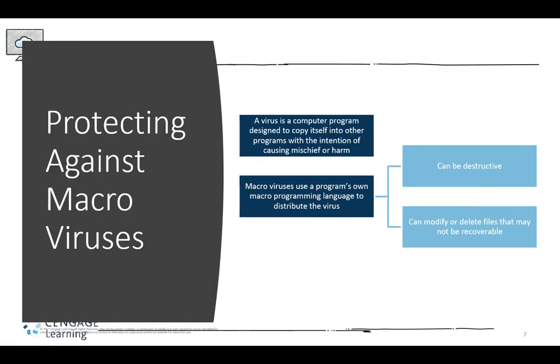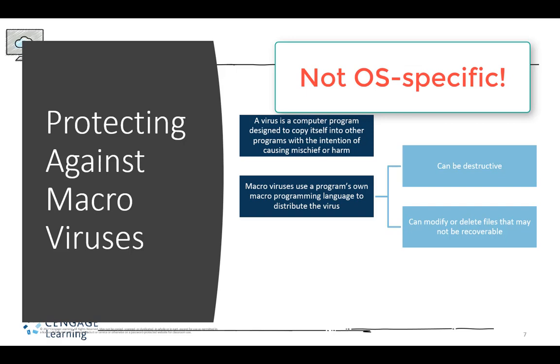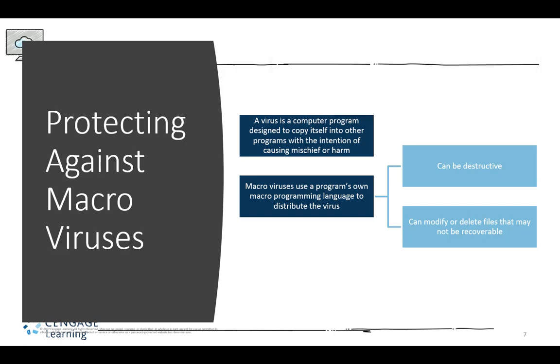It's important that you understand that macros can be a security risk. Macro viruses spread when a user opens or closes an infected document. They run on applications, not on operating systems. Therefore, they can spread easily across different computer platforms and networks.